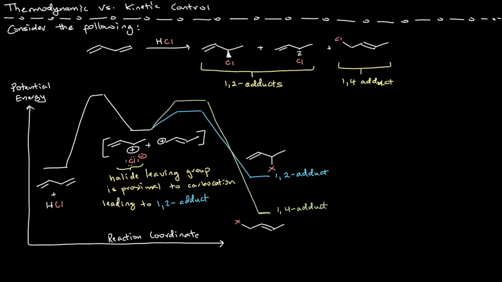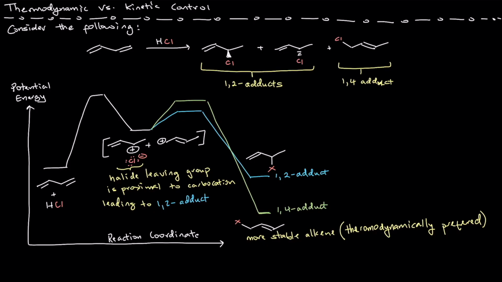However, the chloride can also move over to the carbon 4 position, which also has carbocation character, and then attack that carbocation. But because it's not that close to that carbocation, the barrier is a little bit higher than the 1,2 barrier. However, consider the alkenes formed from the 1,4 addition versus the alkene formed from the 1,2 addition, and you would see that the 1,4 adduct is actually more stable than the 1,2 adduct because you're forming a disubstituted alkene versus a monosubstituted alkene. And so that energy of the 1,4 adduct will be lower than the energy of the 1,2 adduct.